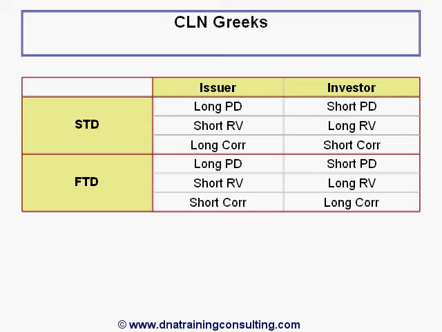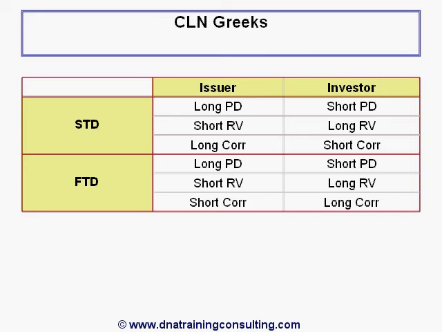The exposures for the investor in the column on the right confirm the discussion we just completed. For the issuer, in the middle column, you simply turn each long in the right column into a short, and vice versa.